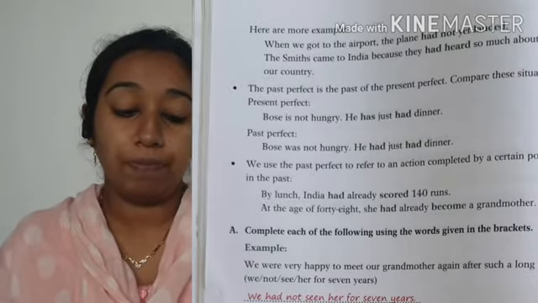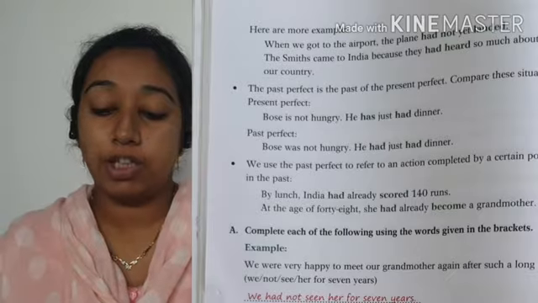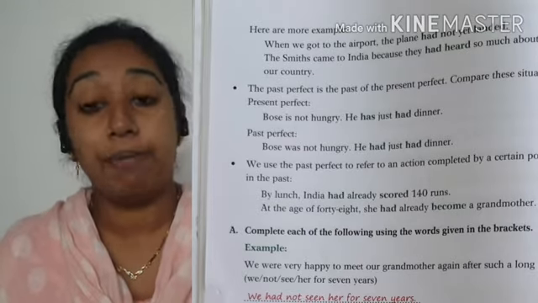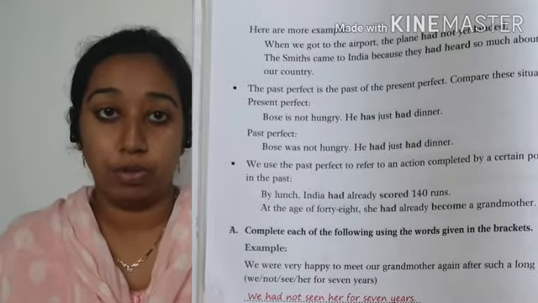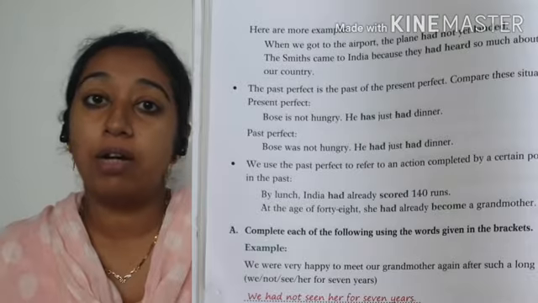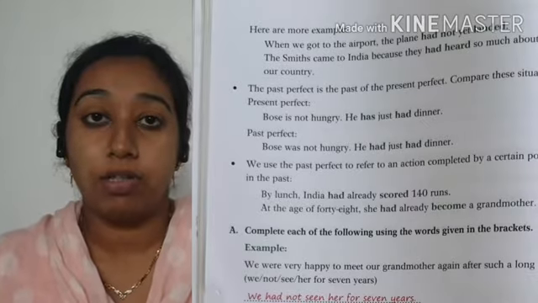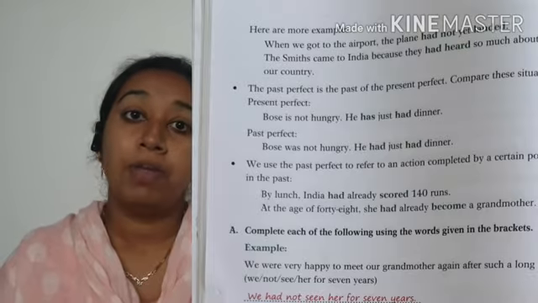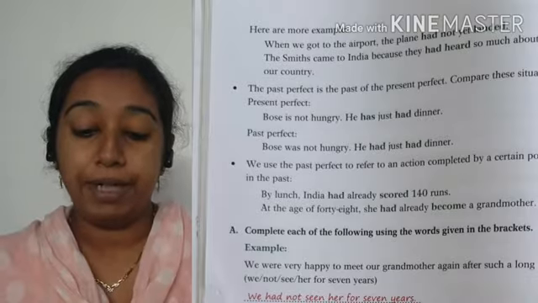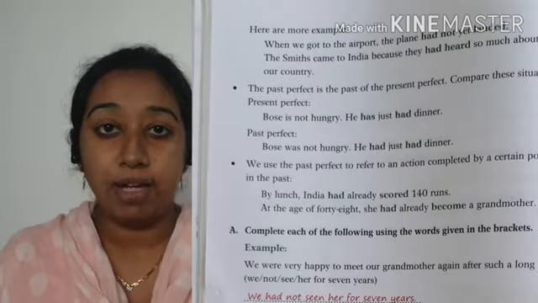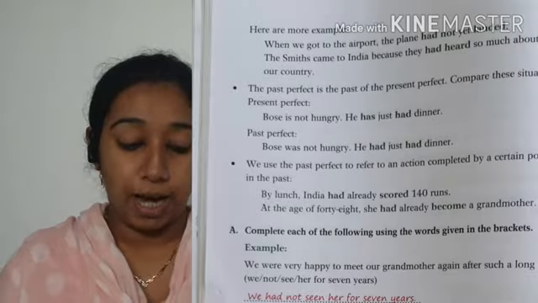So the third rule, we use past perfect to refer to an action completed by a certain point of time in the past. Example, when we talk about time, for example in the afternoon. So by afternoon, India had already scored 140 runs. So by this time in the afternoon, India had already scored. So it is the past perfect, a completed action by afternoon, by a certain period of time in the past. So this exercise which we have to solve is related to the following rules which we have to follow in solving this exercise.